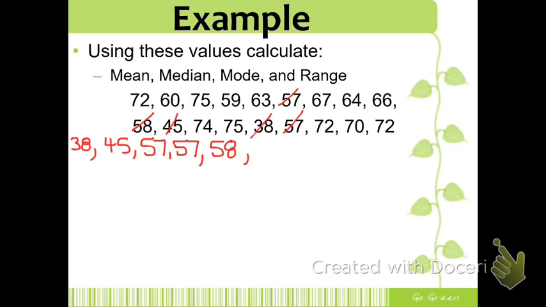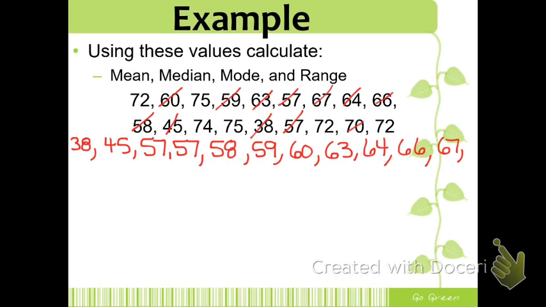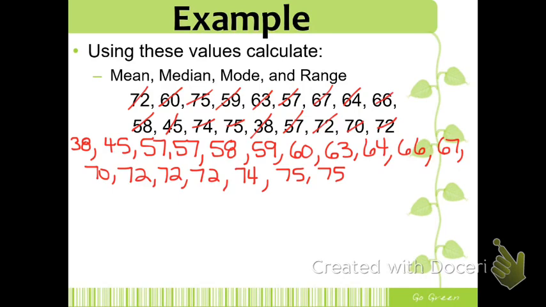58, 59, 60, 63, 64, 66, 67, 70, 2 72s. Nope, actually there's a third 72. 74 and two 75s. So now I've rewritten my list of numbers.